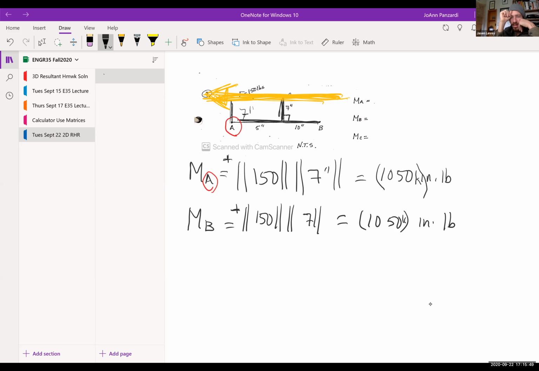Now I want one more. I want a moment about point C. So Gerardo, what moment does this force create about point C? Do you see point C? It's right here. Nothing, right? Because there's no perpendicular force. Zero. Excellent. Great. There's no lever arm. It's going right through.